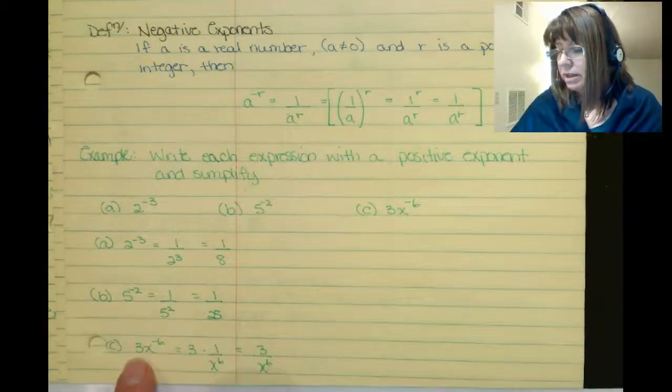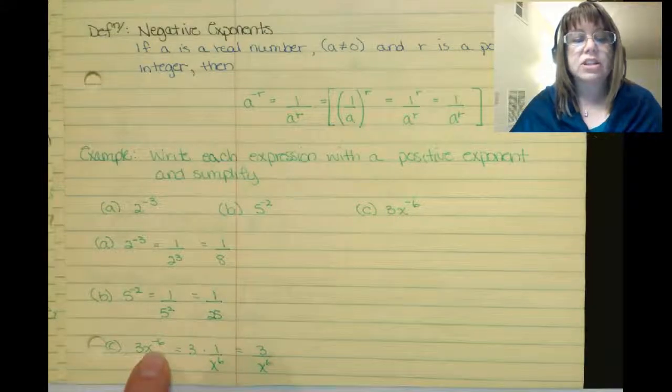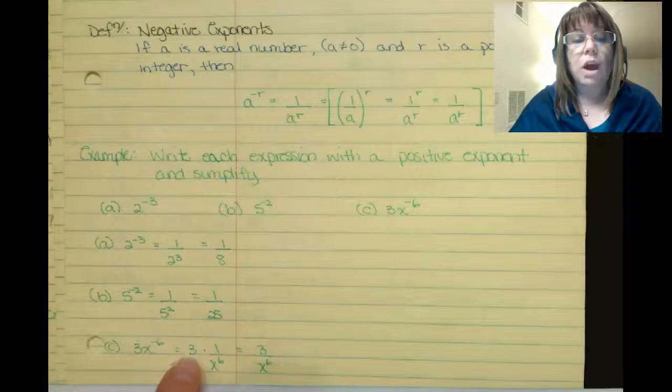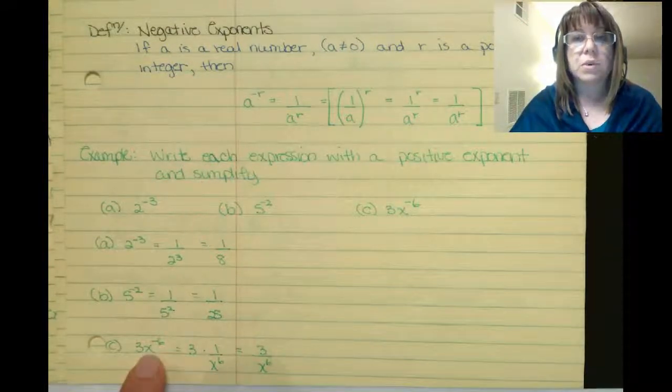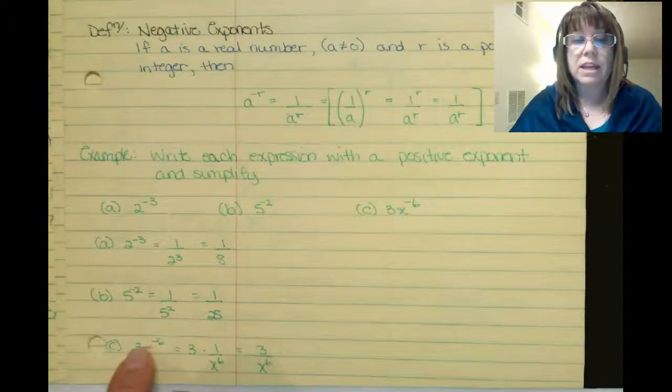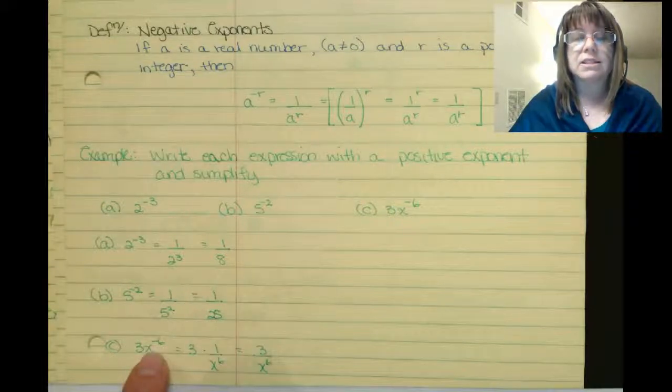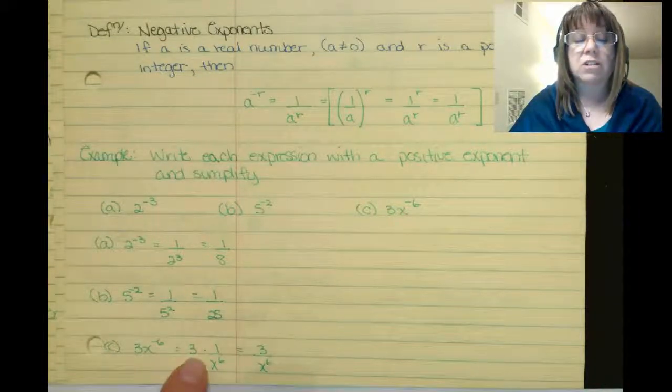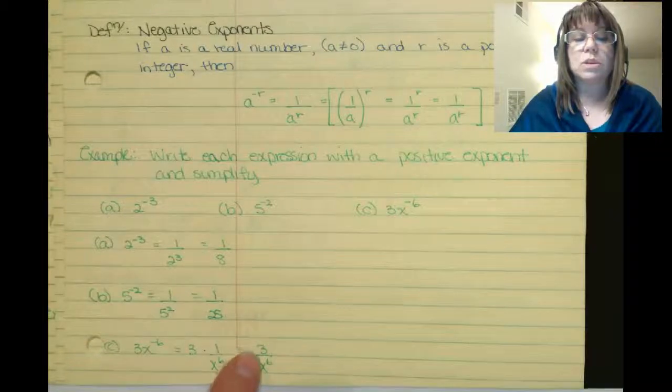For the last one, 3x to the negative 6. Now, you might ask me, why did I leave the 3 alone? Because the negative 6 is only the exponent on the x. It is not the exponent on the 3. So the 3 will stay there. I just moved the x to the negative 6 down to the denominator, leaving me with 3 times 1 over x to the 6th. Well, 3 times 1 is just 3, so it's 3 over x to the 6th.